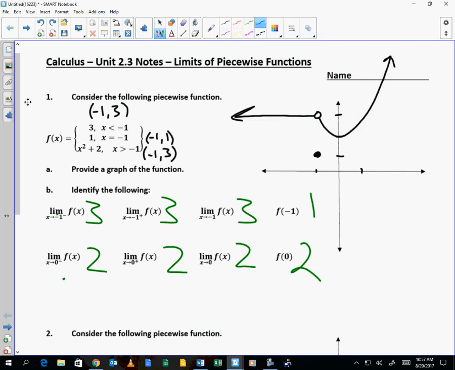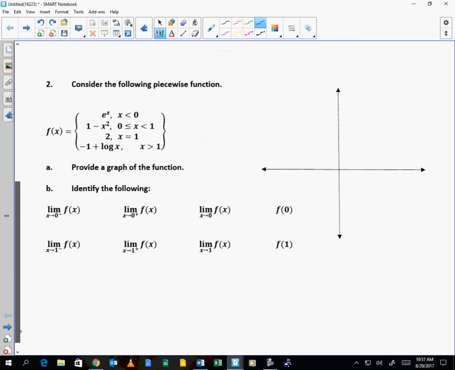So we're going to -1 from the left. If we made a set of values, we'd be looking at what the trend is. So -2, it's at 3. -1.5, it's at 3. -1.1, it's at 3. -1.01, it's at 3. -1.0001, it's at 3. So the trend is 3. Now, true, when you jump down to -1, you get a value of 1. But that's not the trend. You're looking at the trend. Better? Okay.